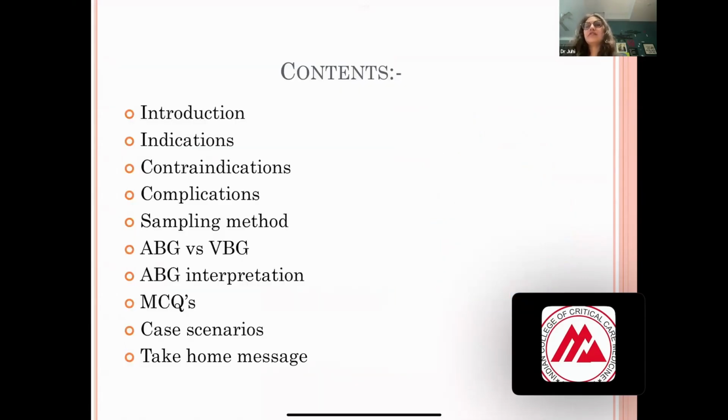As we go through the lecture, we'll be dealing with the introduction part, indications of ABG, contraindications, complications, the sampling technique, ABG versus VBG, that is the venous blood gas, and its interpretation, some MCQs, and then case scenarios, which we'll together solve.